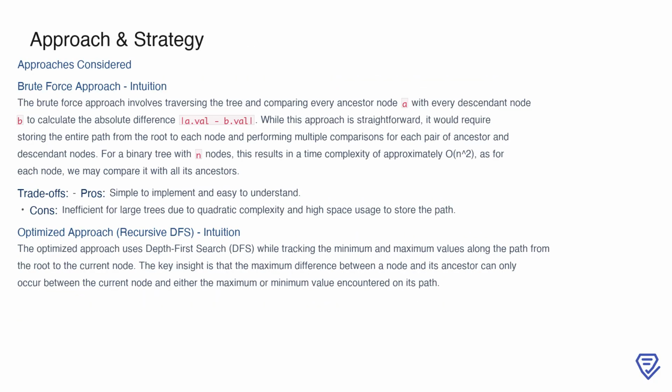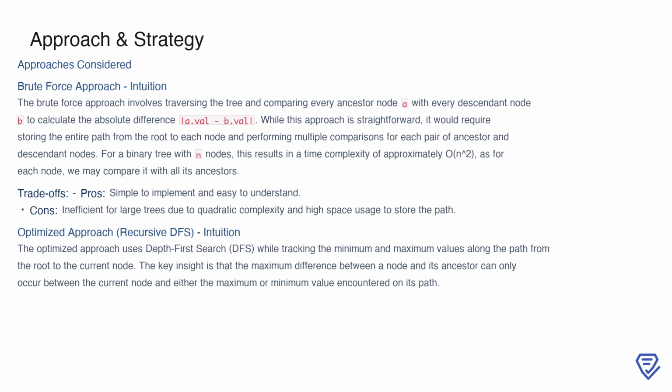To tackle this problem, we first considered a brute force approach. The idea here is to traverse the entire tree and, for each node, compare it with all its ancestor nodes to calculate the absolute difference between their values. While this method is intuitive and straightforward to implement, it does come with significant trade-offs.